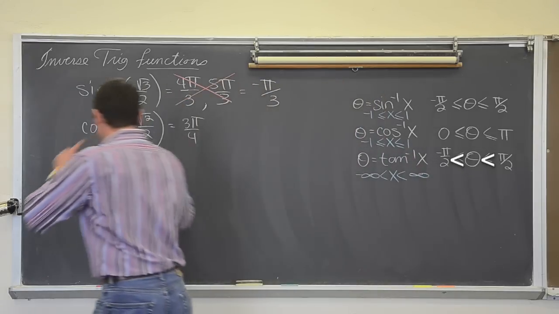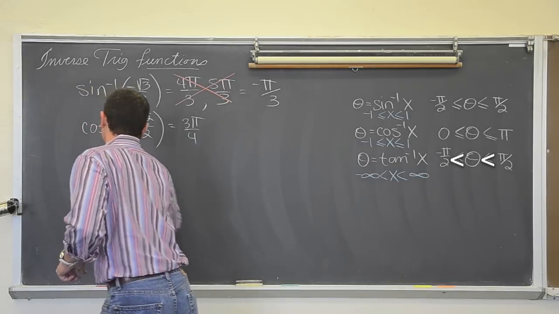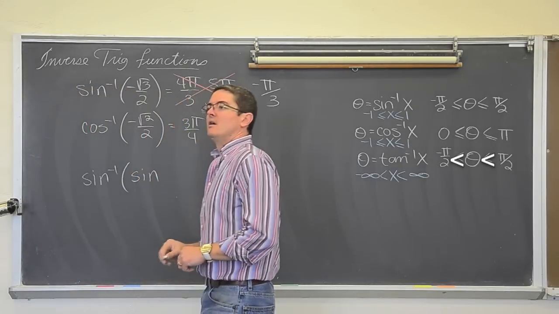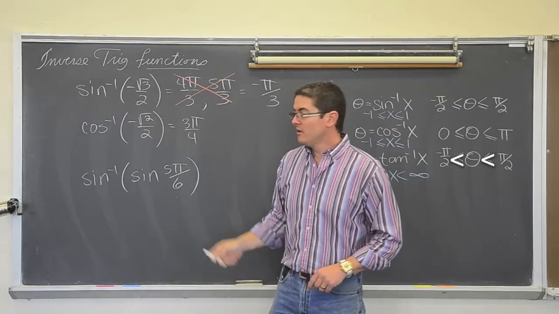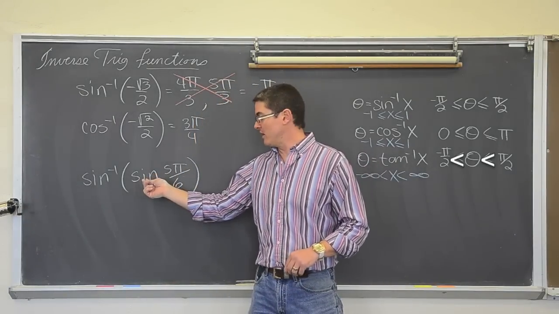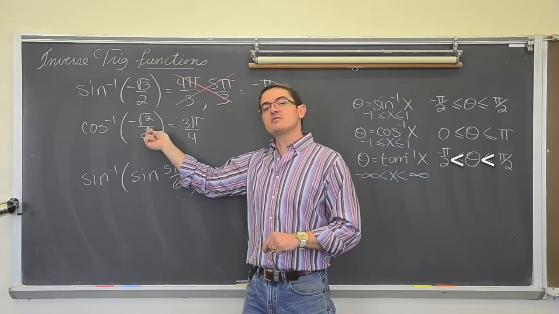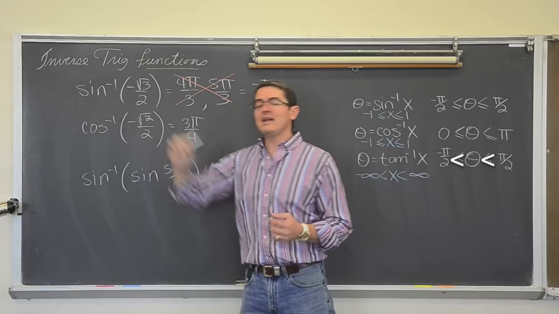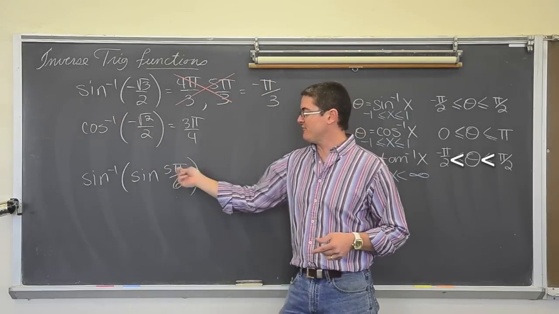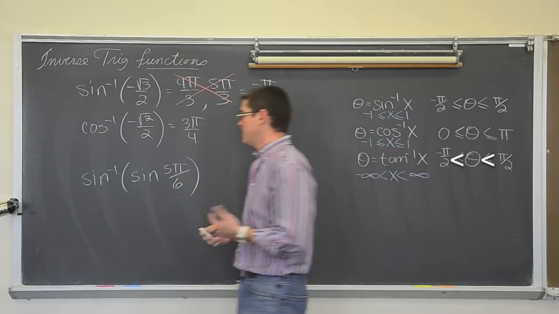Let's take a look at the inverse sine of the sine of 5 pi over 6. Now remember, you put angle measures into trig functions, and you put the sides of a triangle, the ratios x over r, y over r, whatever, into your inverse trig functions. So the sine of 5 pi over 6 is again 1/2.